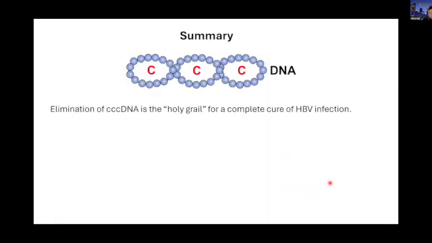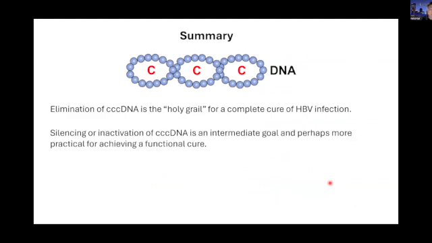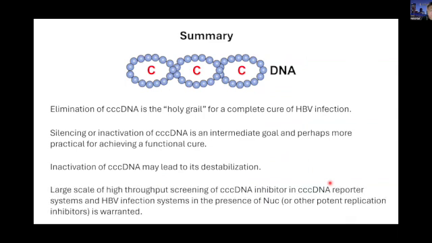So to summarize, elimination of cccDNA is definitely the holy grail for a complete cure of HBV infection. But silencing and inactivation of cccDNA is an intermediate goal and perhaps more practical to achieve a functional cure. And of course, inactivation of cccDNA may lead to destabilization, as some of the studies suggested. A large scale high throughput screening of cccDNA inhibitors in the cccDNA reporter system and the infection system, also in the presence of nucs or other potent replication inhibitors like the CAM compounds talked about by Adam Zlotnick, is required.